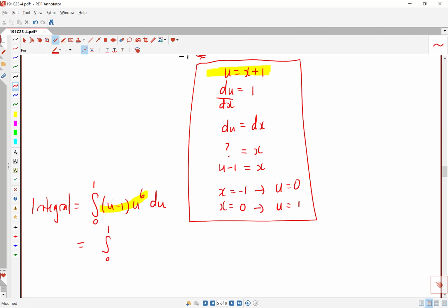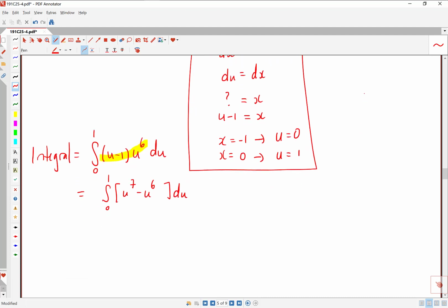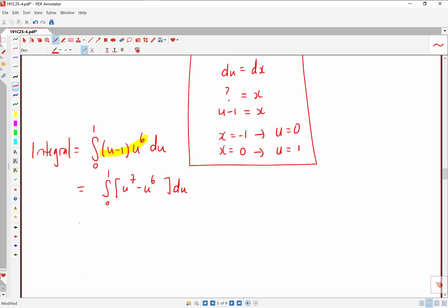Okay, let's just try to simplify our integrand here. Just actually expand it out. You'd have u to the 7 minus u to the 6 times du. And yeah, looks like we're good to go. We can integrate that and plug in and we'll have our number.